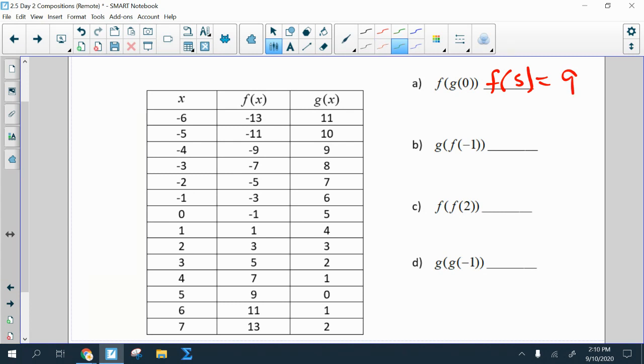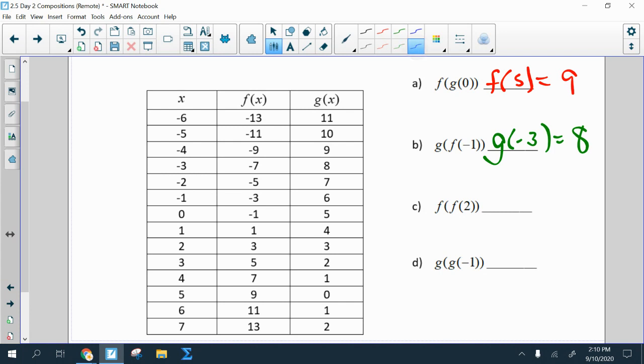Okay, I'm going to go through these, but I would recommend that you actually pause the video every so often so that you can try the problems on your own before you see the work that I'm doing. All right, inside part first, f of -1 is equal to -3. So now I want g of -3. G of -3 happens to be 8.